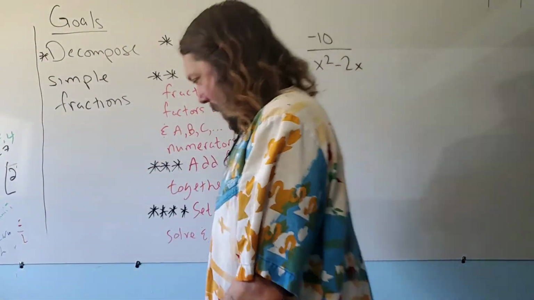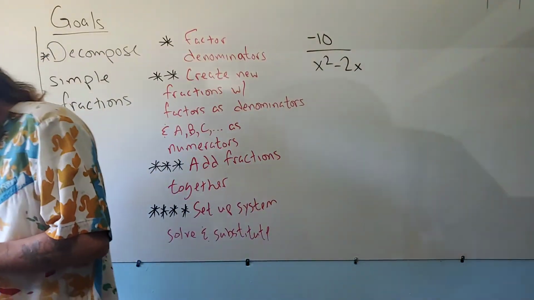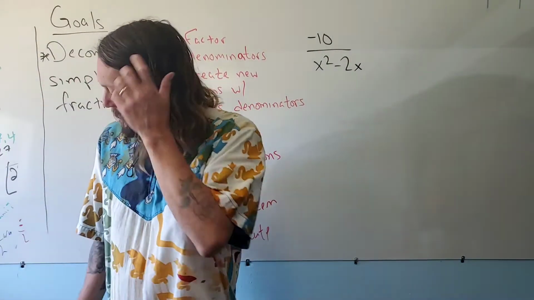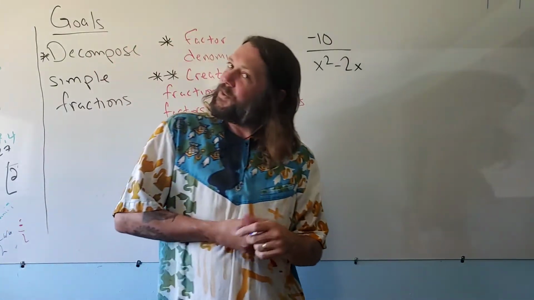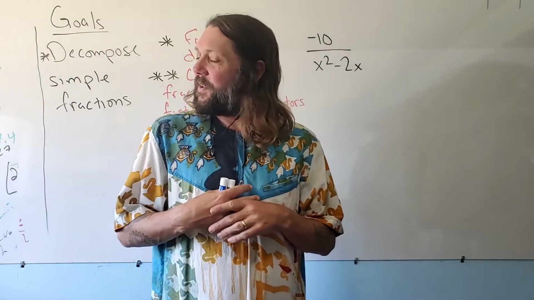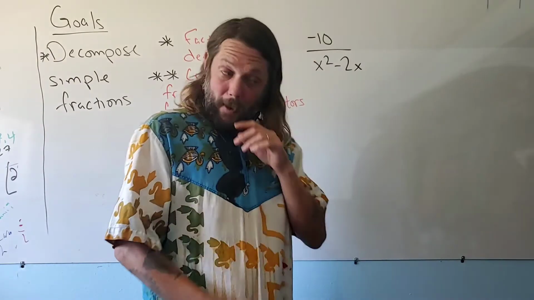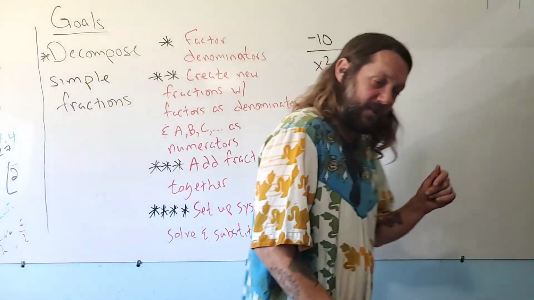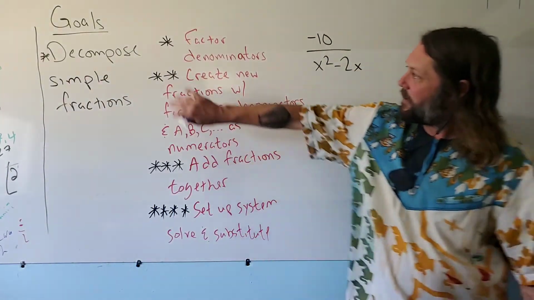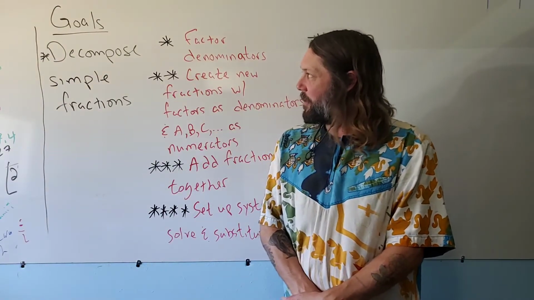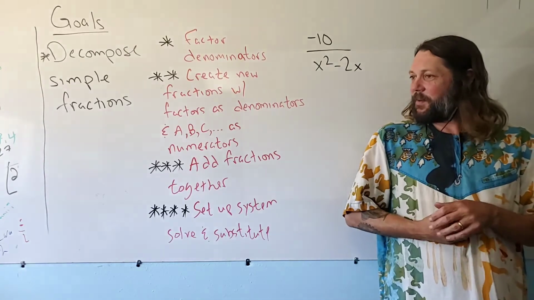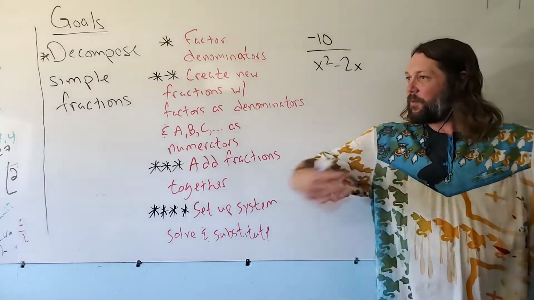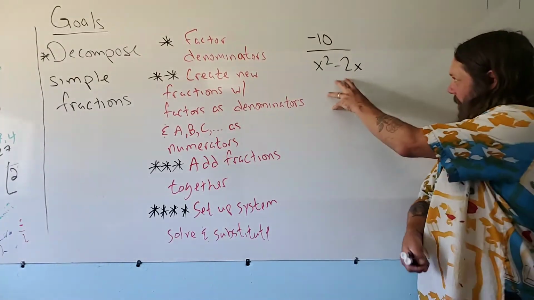All right. Let's just jump right into this lesson. It's a pretty simple lesson. It actually relates to solving systems. Even though on its face it doesn't seem like it does, we actually get to the point where we're going to set up a system. So let's just talk about our goal. Our goal is going to be to decompose simple fractions. What that means is we're going to figure out what 2 or 3 fractions make up our fraction.